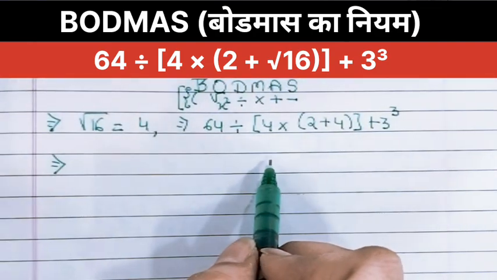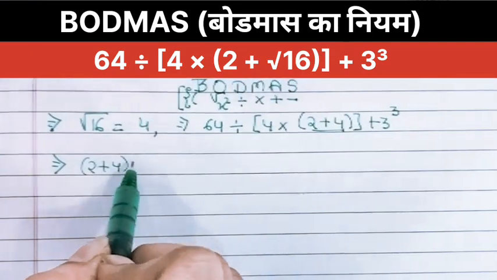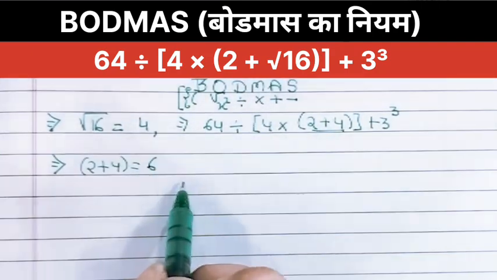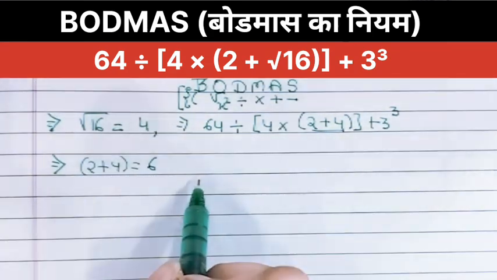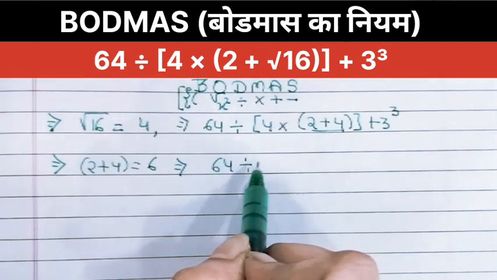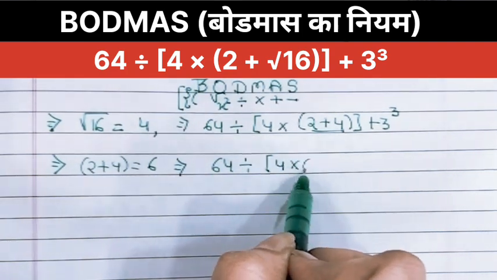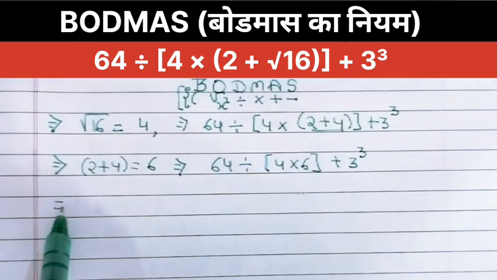Solve the innermost round brackets, which is 2 plus 4. Now 2 plus 4 becomes 6. And according to this step, you must completely resolve the innermost brackets B before moving outward. And the expression becomes 64 divided by square bracket 4 multiply by 6 square bracket, plus 3 power cube. Now move to the next step.